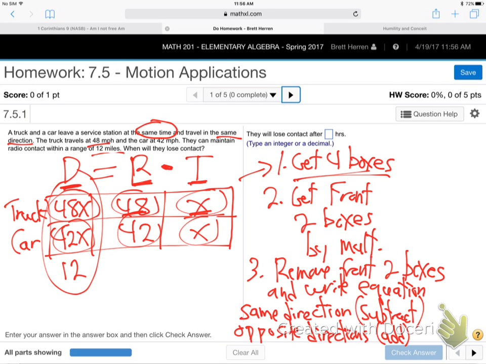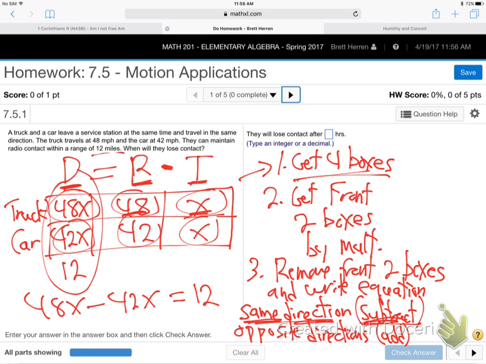So are these 2, the car and the truck, are they going in the same direction or the opposite direction? Same, right? They come out, go the same way, even though the truck's going faster. So that means I'm going to take 48x and 42x, and I'm going to what? Same direction, subtract to equal 12. If they were going opposite directions, I would add to equal 12. Does that make sense there? Now that's not really logic. That's just my little trick to help you get through the homework problems. I don't like that, though.